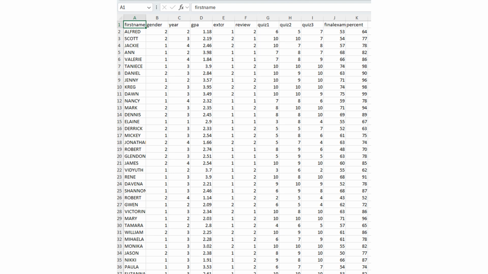So once again, thinking about this, this is what our data looks like in the spreadsheet. So this is classic Microsoft Excel. And again, it's organized by rows and by columns.